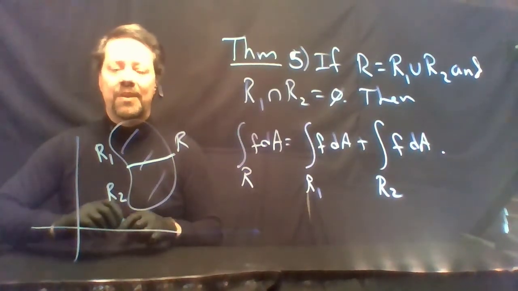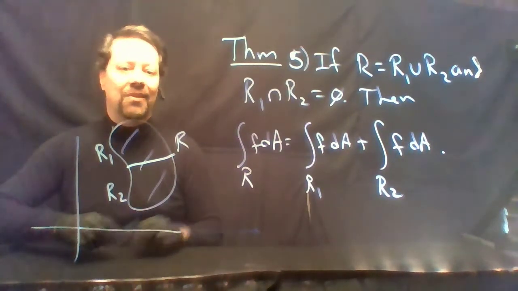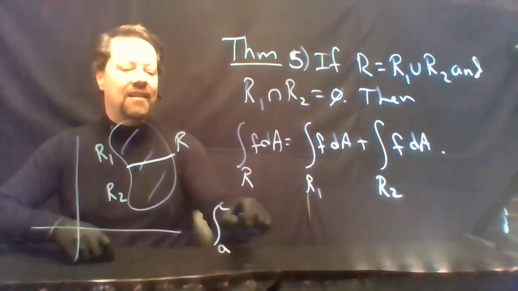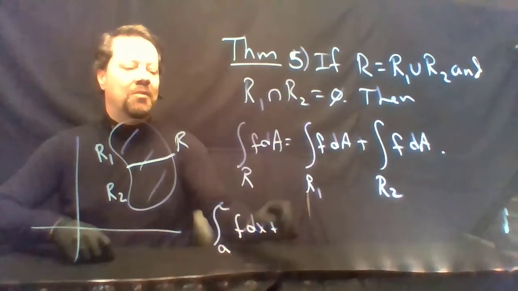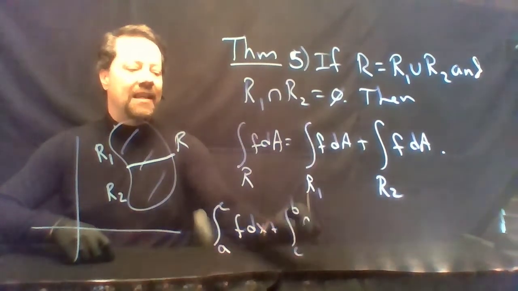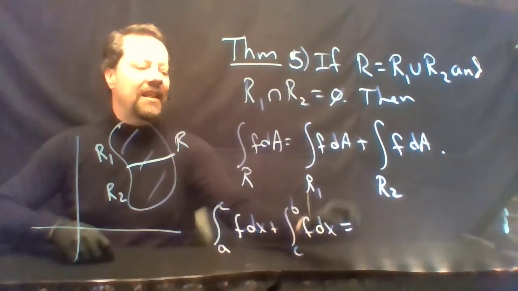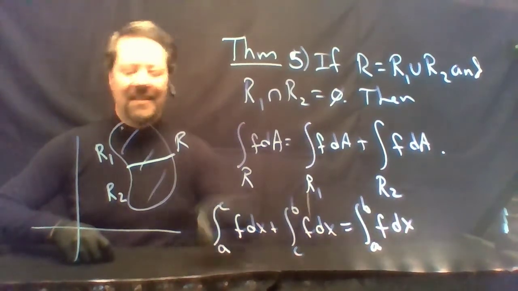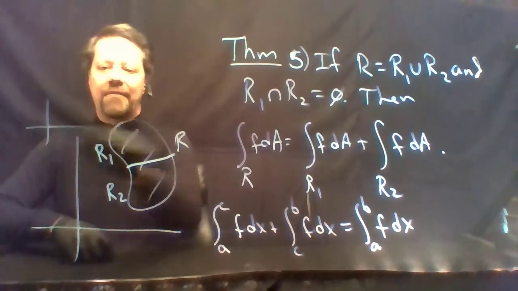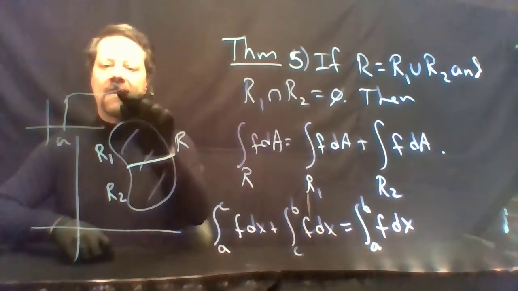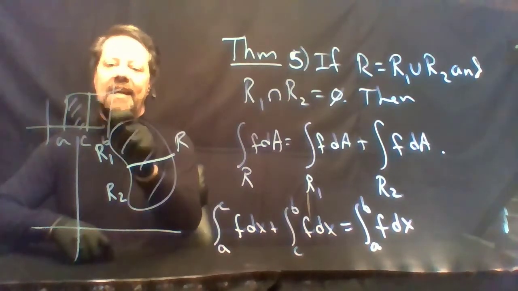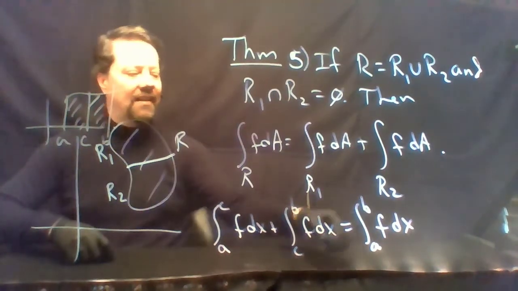This is similar to a principle for single integrals that you learned in Cal 1. The integral from a to c of f plus the integral from c to b of f equals the integral from a to b of f. So back in Cal 1, if you had a function from a to b, you could break it up and go from a to c and then c to b and get the whole thing.